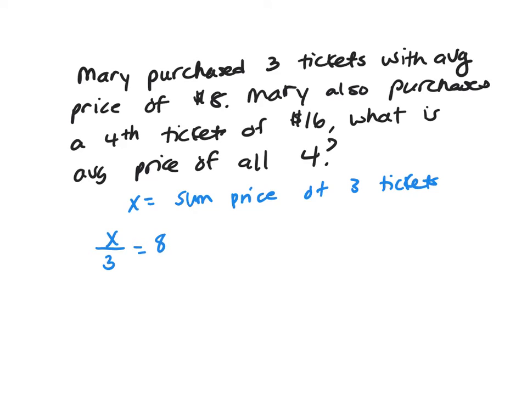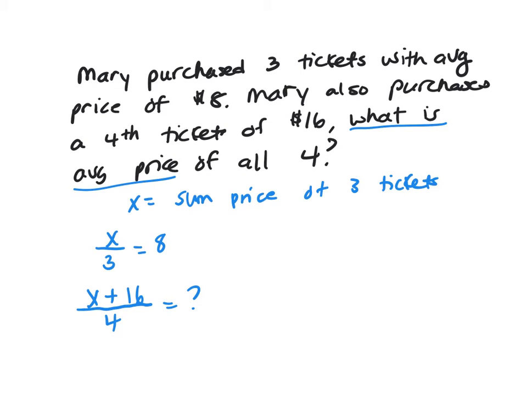But what does she do? She goes off and she buys another ticket. So take the sum of the first 3 plus that 4th ticket she buys, which costs her $16, and now she's got 4 tickets, and we're trying to figure out what is the average for all 4. So I'm trying to figure out what that is.